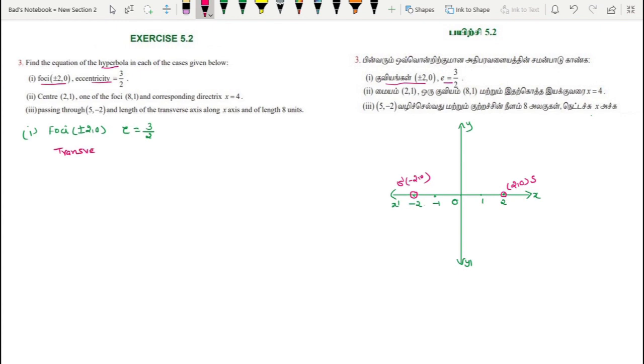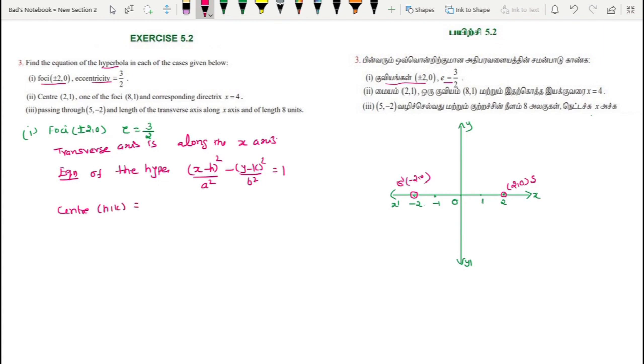So, transverse axis is along the x-axis. Okay. Equation of the hyperbola. Hyperbola is x type 1 hyperbola. So (x minus h) the whole square by a square minus (y minus k) the whole square by b square equal to 1. Okay. So find center. So what is the center? Center is h comma k.